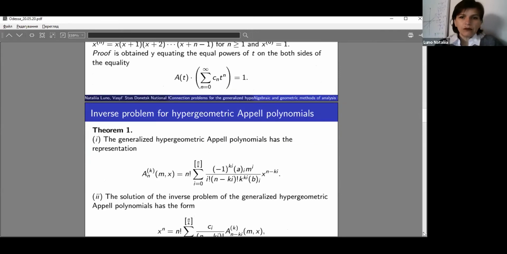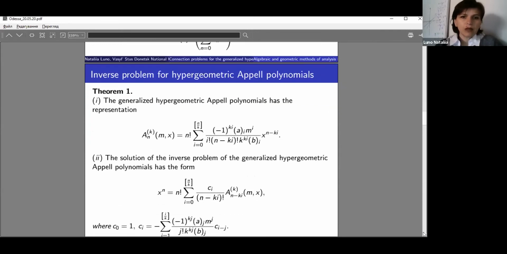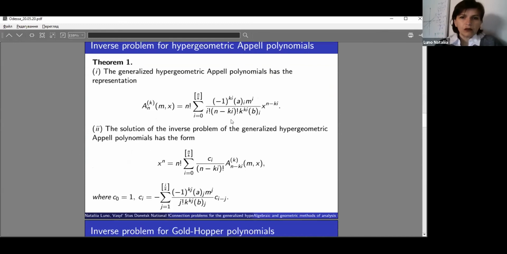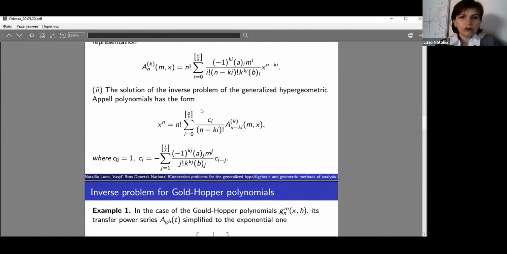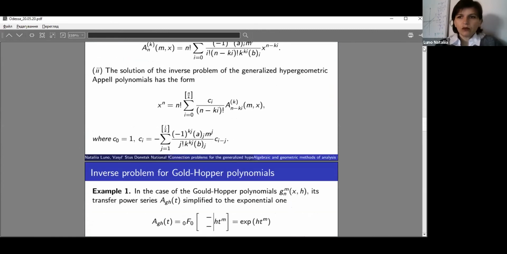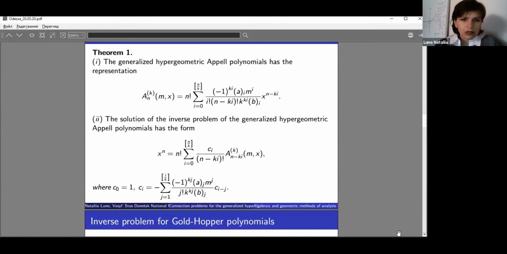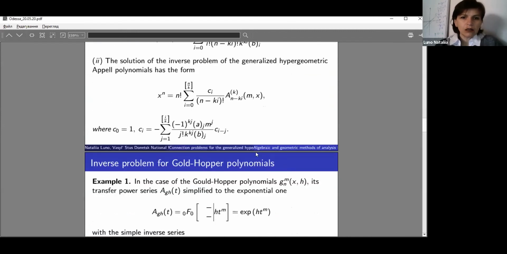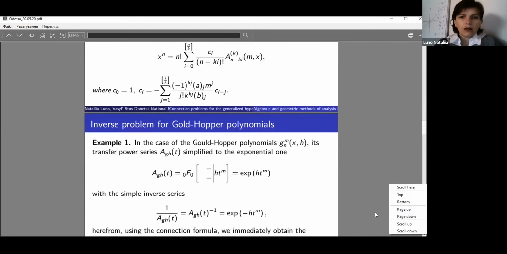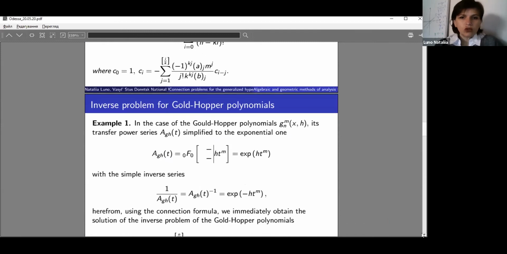So using this lemma, we have the closed form of the generalized hypergeometric Appell polynomials, and we have the solution of the inverse problem for those polynomial sequences. But as we see, the solution of the inverse problem is given by a recurrence.